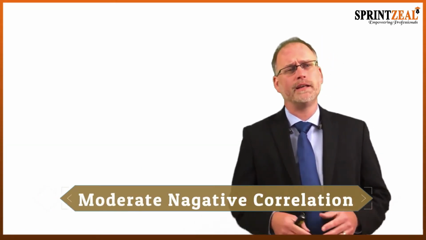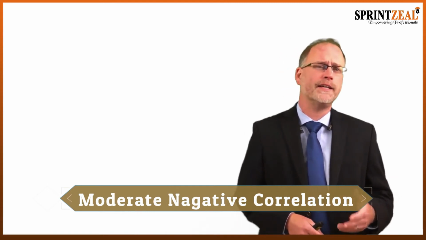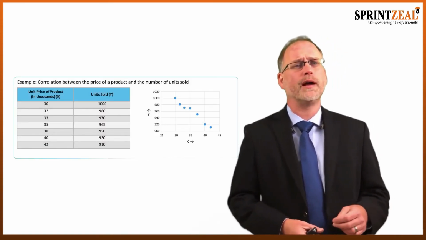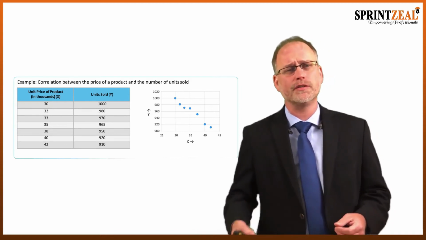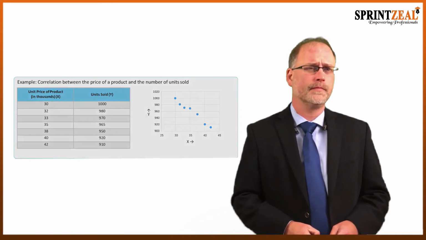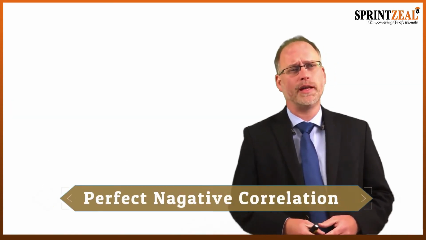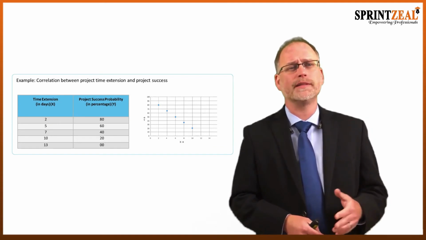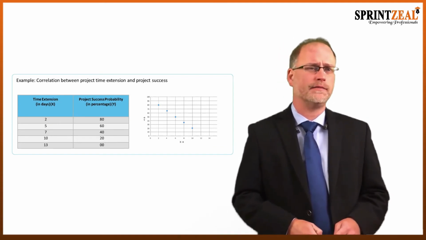Now in moderate negative correlation, as the value of x increases, the value of y decreases, but also not in the same proportion. For example, the correlation between the price of a product and the number of units sold is a great example. Now in a perfect negative correlation, as x increases, y is going to decrease proportionally. An example would be between project time extension and project success.